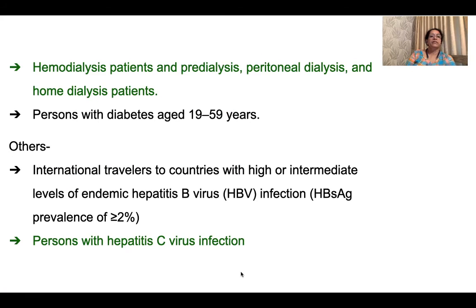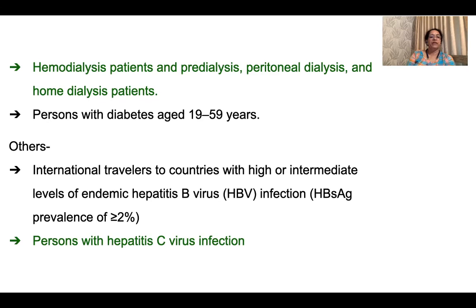Then patients having hemodialysis and pre-dialysis, peritoneal dialysis and home dialysis are included in the risk category. Persons with diabetes aged 19 to 59 years. Others, like international travelers to countries with high or intermediate levels of endemic hepatitis B virus infection, where hepatitis B surface antigen prevalence is more than 2%, are also included in the at-risk category.